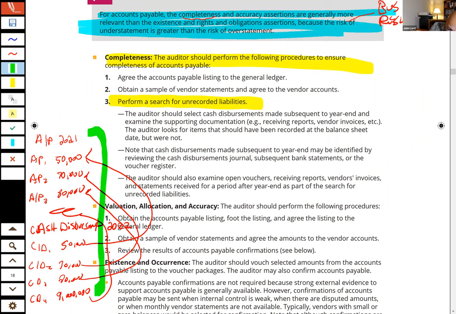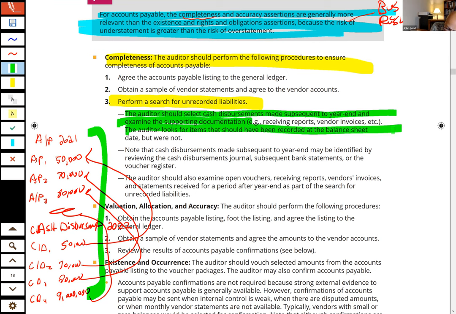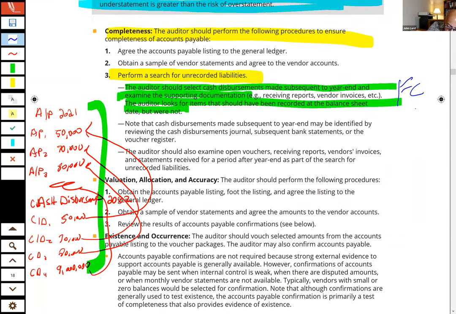So that's what they're talking about right here. This whole little example is the auditor should select cash disbursements made subsequent to year end and examine the supporting documentation and look for items that should have been recorded at the balance sheet date, but were not. And that's the process you would go through there. Note that the auditor should examine open vouchers, receiving reports, and vendors' invoices for a period after year end, looking for unrecorded liabilities.